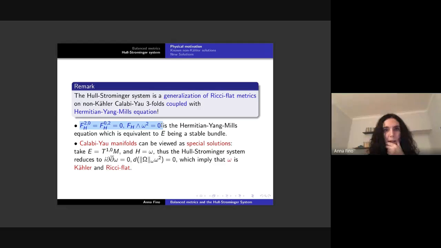Okay, and why is this the generalization of the Hermitian Yang-Mills metric?